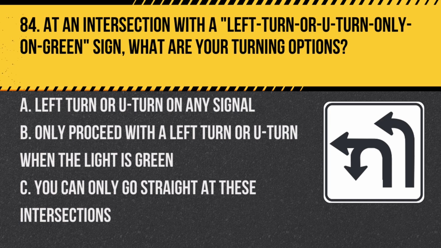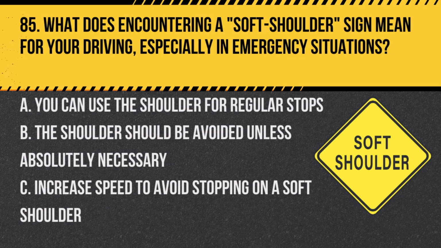A. Left turn or U-turn on any signal. B. Only proceed with a left turn or U-turn when the light is green. C. You can only go straight at these intersections. Answer: B. Only proceed with a left turn or U-turn when the light is green. This sign restricts turns to green light phases. Question 85. What does encountering a soft shoulder sign mean for your driving, especially in emergency situations?